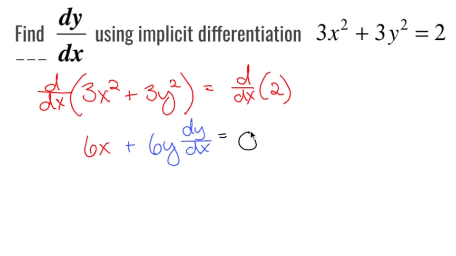That's going to equal the derivative of a constant, which is 0. I meant to say 0. Let the record reflect, I meant to say 0.